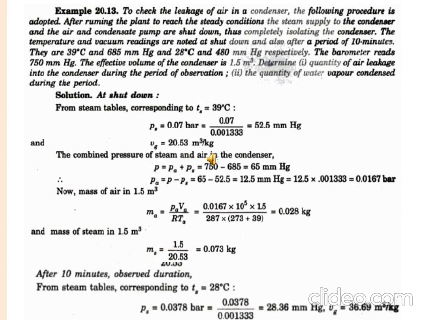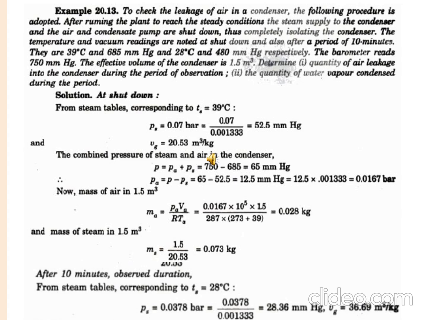Temperature is given and our barometric pressure is also given. Now what do we have to find out? We have to find out the quantity of air leakage into the condenser during the period of observation and the quantity of water vapor condensed during the period. First of all, our first temperature is given as 39 degrees. For 39 degrees, from the steam table we have to find out the pressure.